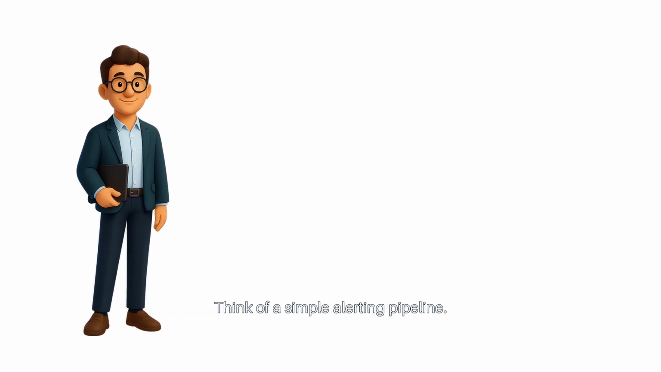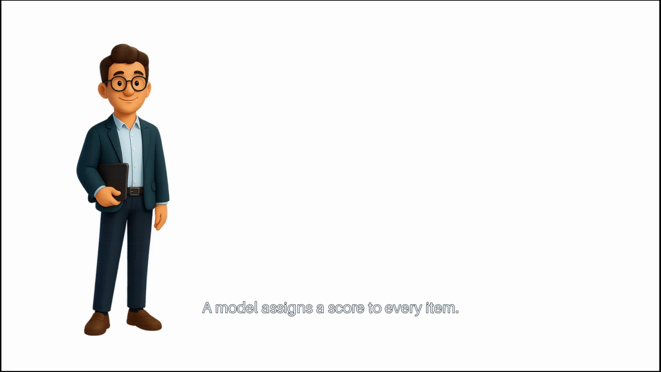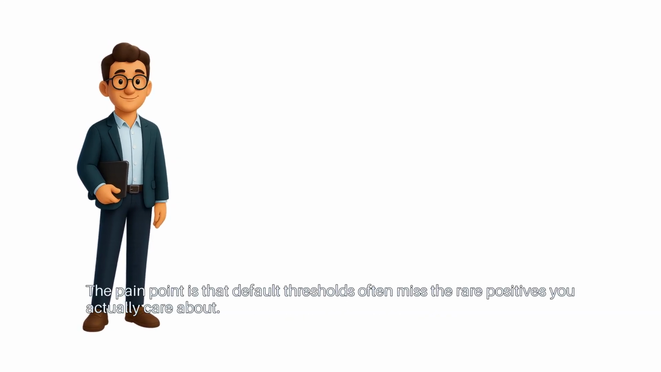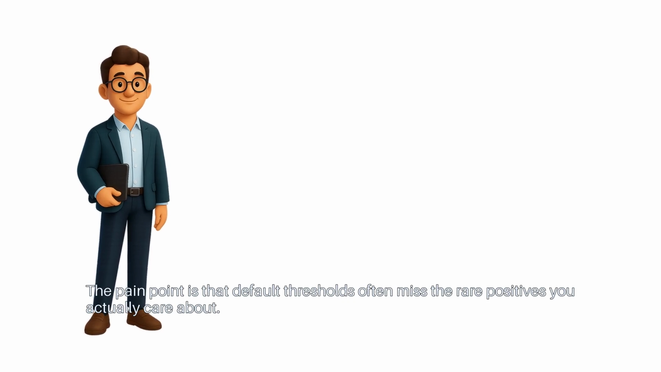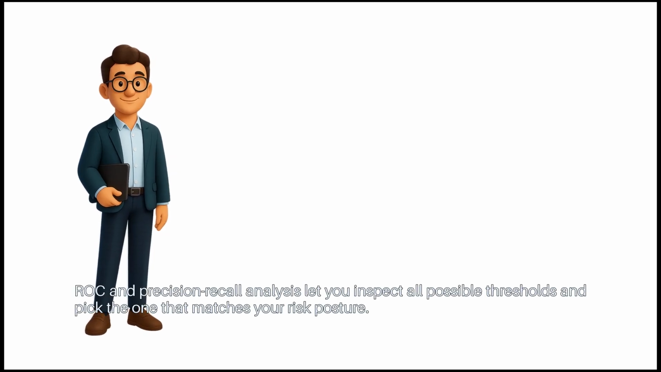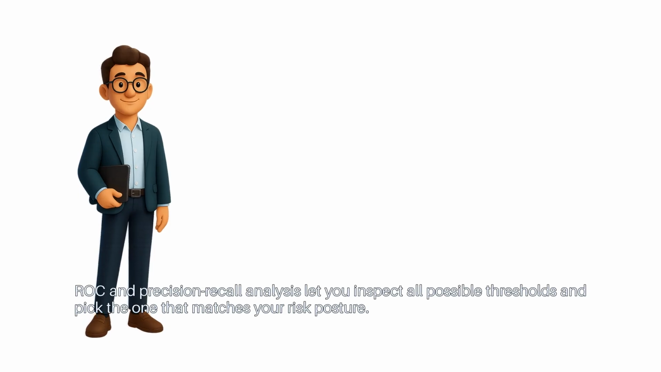Think of a simple alerting pipeline. A model assigns a score to every item. We decide a threshold and then act. The pain point is that default thresholds often miss the rare positives you actually care about. ROC and precision recall analysis let you inspect all possible thresholds and pick the one that matches your risk posture.